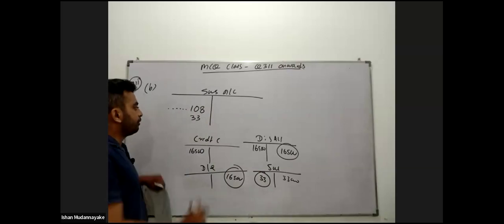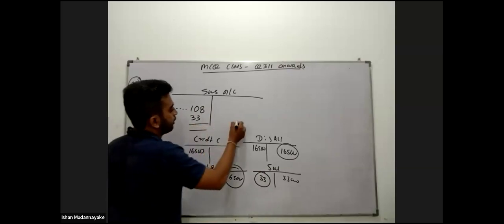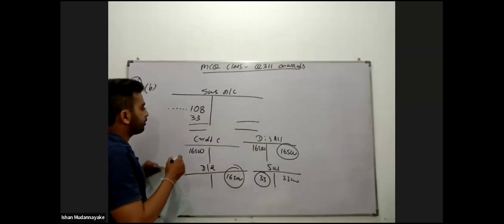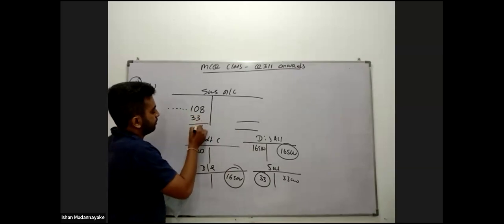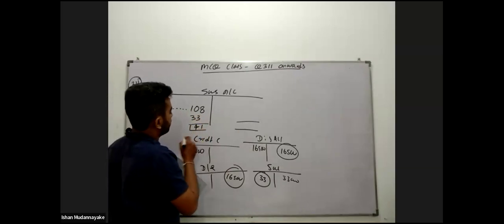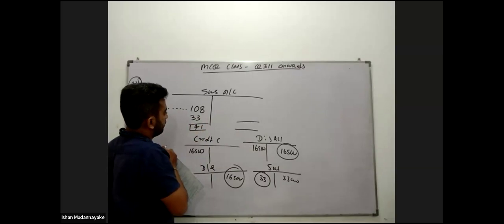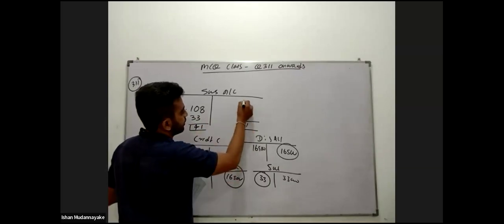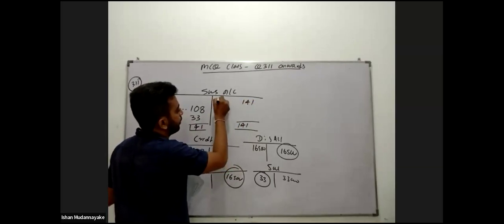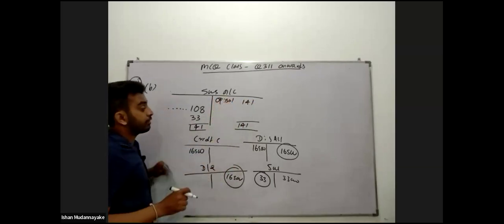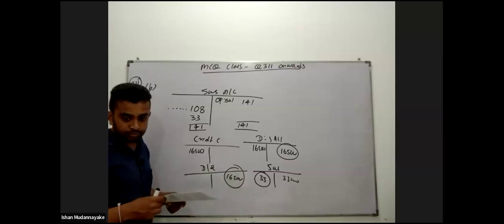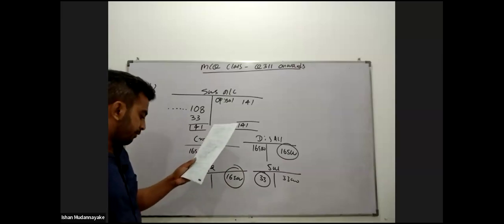Now you can calculate the opening balance of the suspense account. Opening balance of the suspense account, how much? 141,000. Suspense account opening balance 141,000. Opening balance means the difference in the trial balance. Difference in the trial balance 141,000.